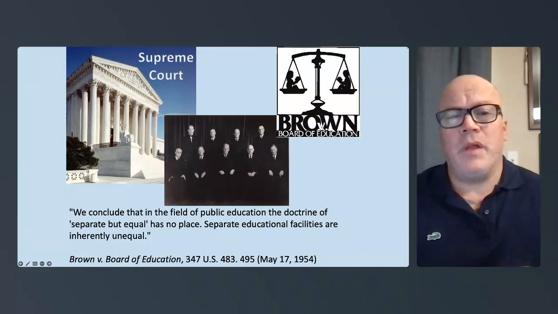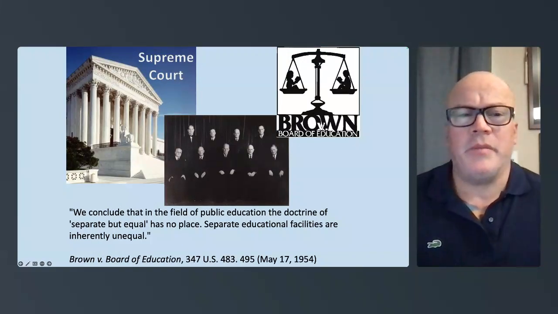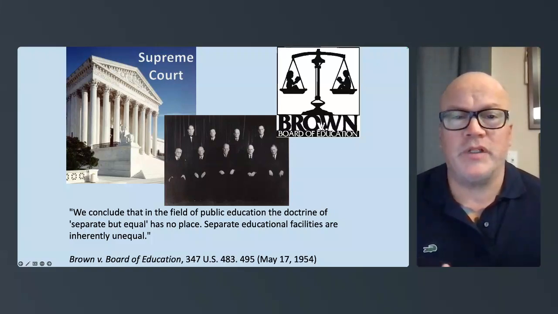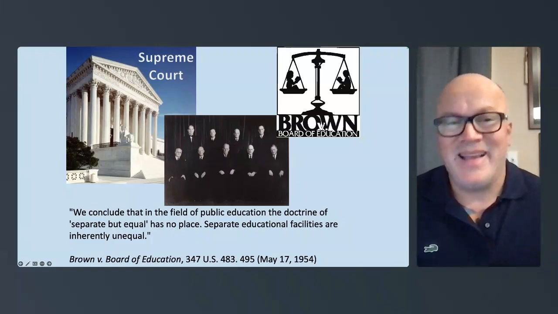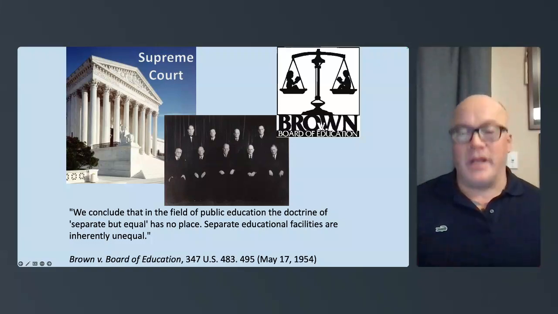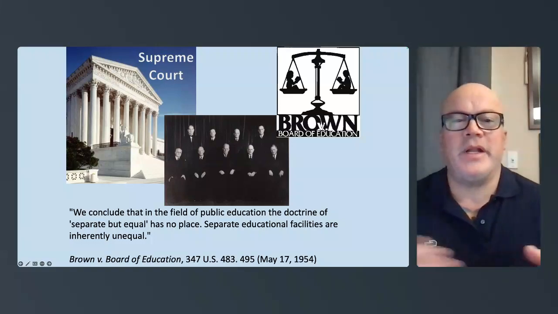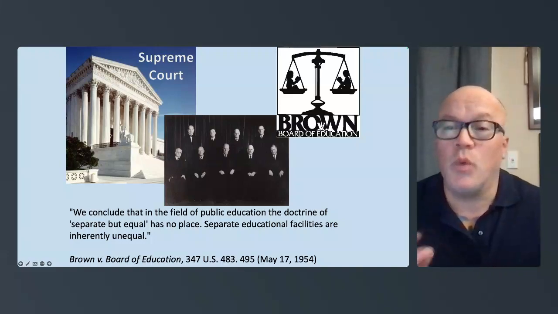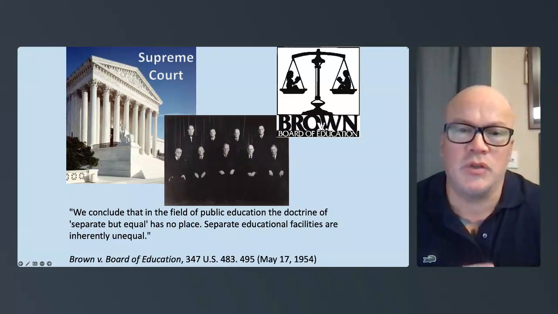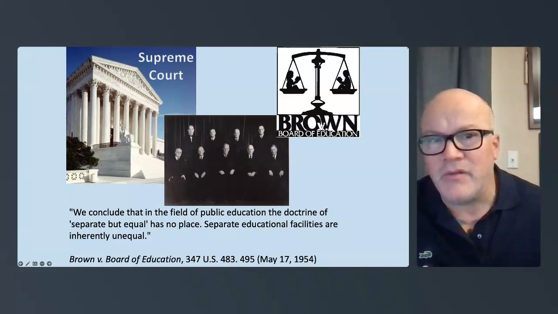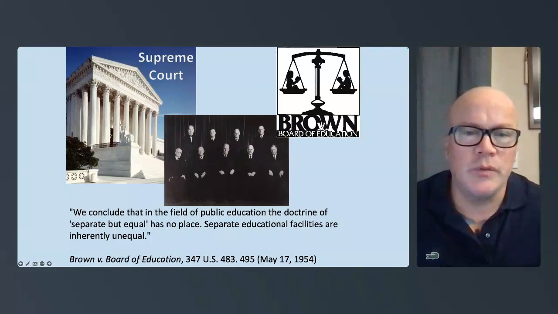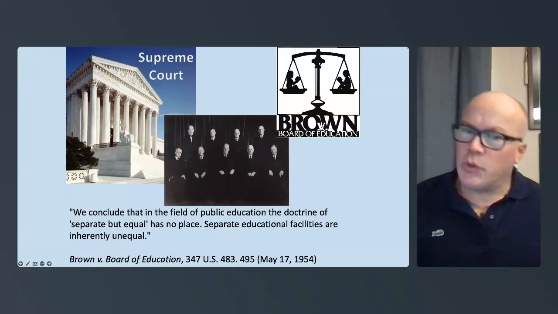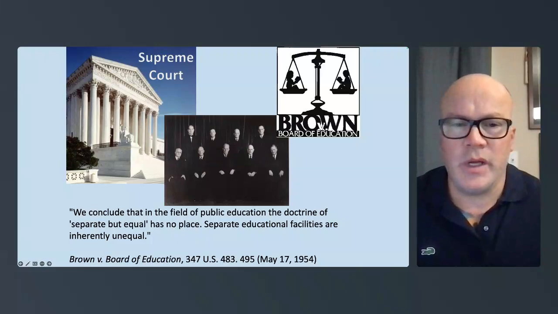Then in May of 1954, in a unanimous opinion, the Supreme Court ruled in Brown versus Board of Education and overturned Plessy and declared that separate schools are inherently unequal, and that separating children in public schools on the basis of race was, in fact, unconstitutional. So it actually signaled the end of legalized racial segregation in schools.